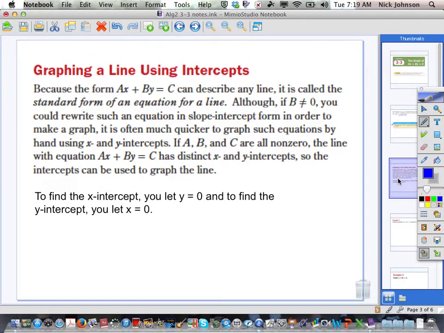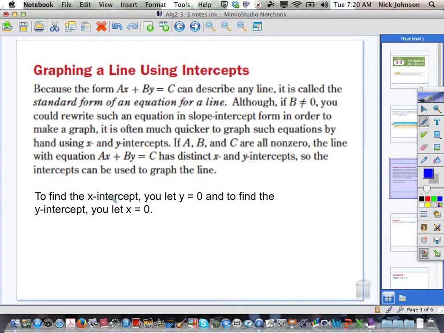Graphing a line using intercepts. Because the form ax plus by equals c can describe any line, it is called standard form of an equation for a line. Although, if b is not 0, you could rewrite such an equation in slope-intercept form in order to make a graph. It is often much quicker to graph such equations by hand using x and y intercepts. If a, b, and c are all non-zero, the line with the equation ax plus by is equal to c has distinct x and y intercepts. So, the intercepts can be used to graph the line. This should be a review from Algebra 1.